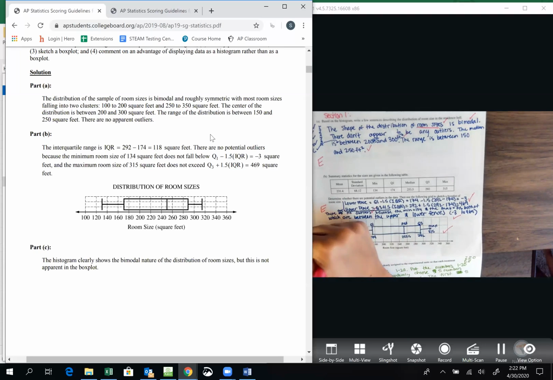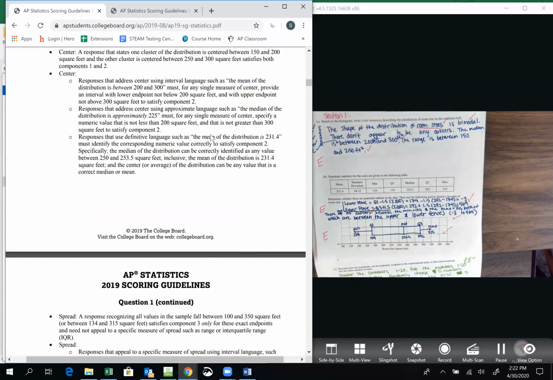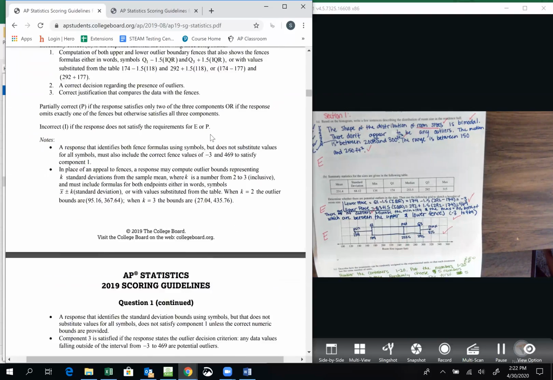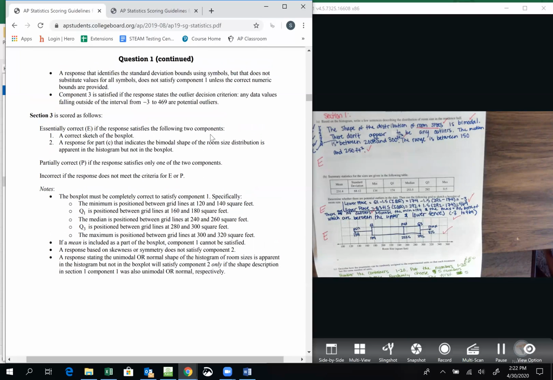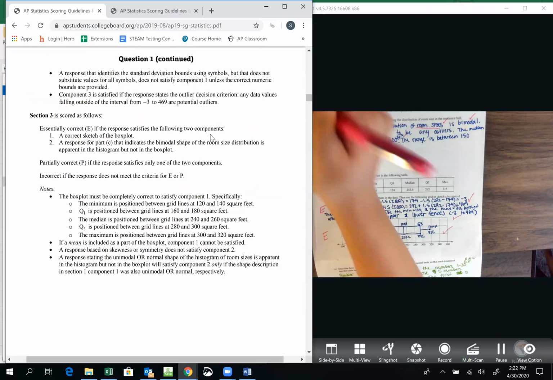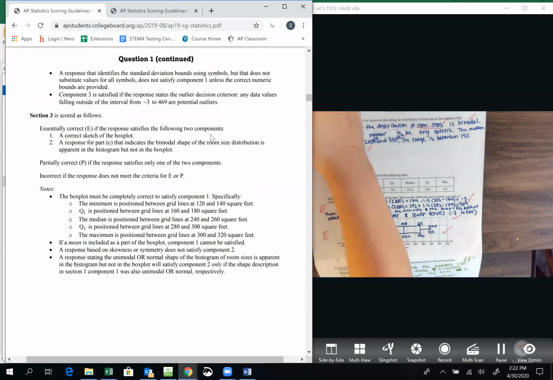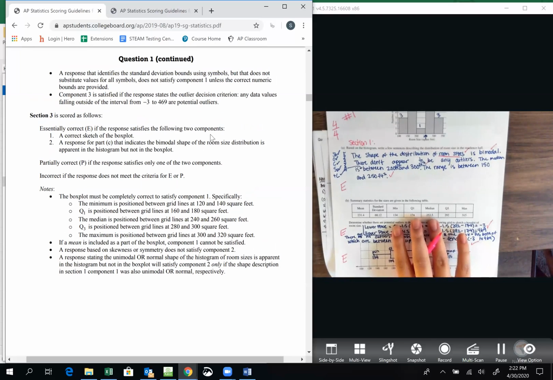So you had to get both of them correct, the box plot and the description on C, to get another essentially correct. Partially correct if you had 1 or 2 of those. So that's 4 out of 4 for mine, hopefully for yours too.